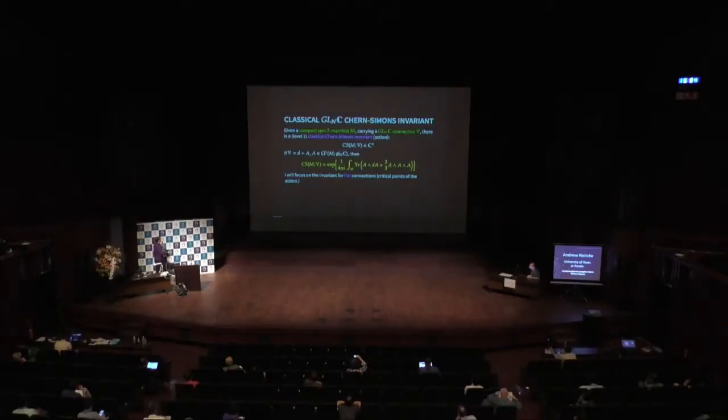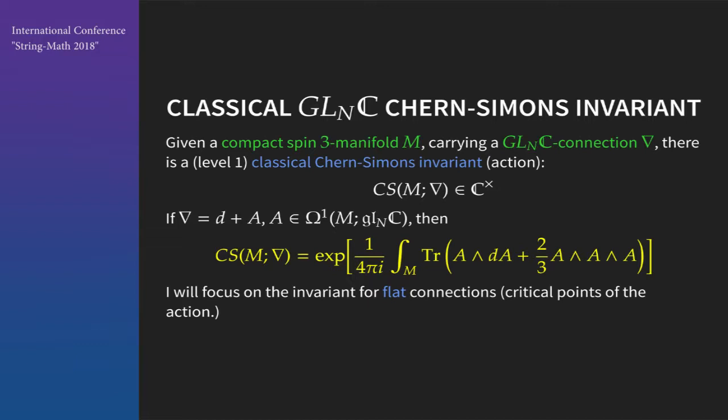Okay. So let me quickly remind you what I'm going to talk about. So what is the GLN Chern-Simons invariant? So, okay, so suppose you have a compact spin-3 manifold with a GLN connection. Then there's a number, which is called the classical GLN Chern-Simons invariant, or the Chern-Simons action. And concretely, if your connection is on a trivial bundle so that you can write it kind of d plus A, then it's literally given by the standard formula for the Chern-Simons action. Here it is. So that's the quantity we're talking about.